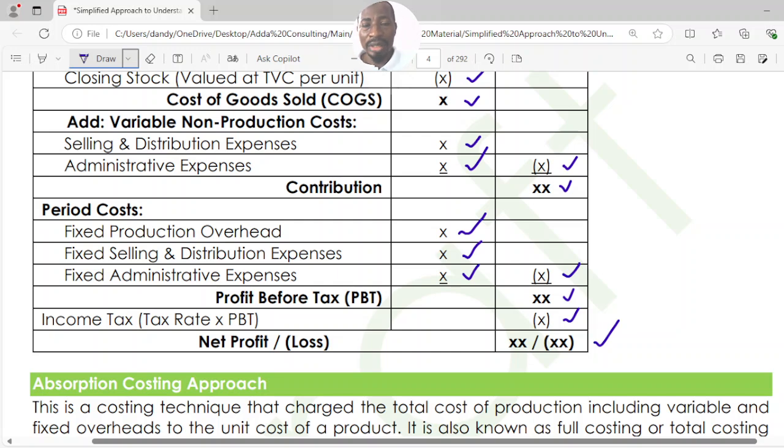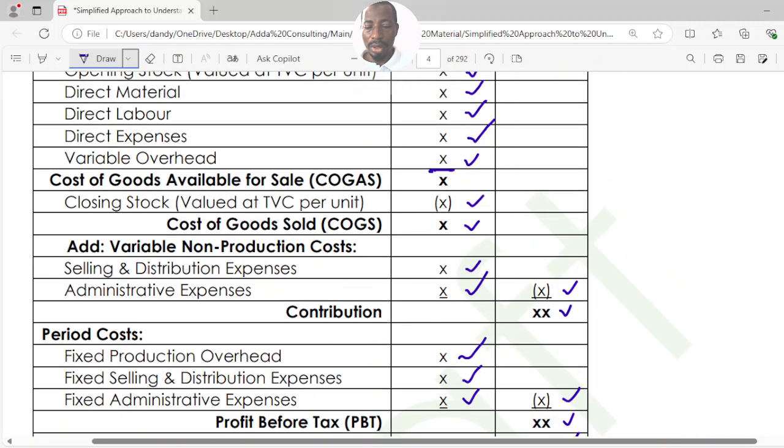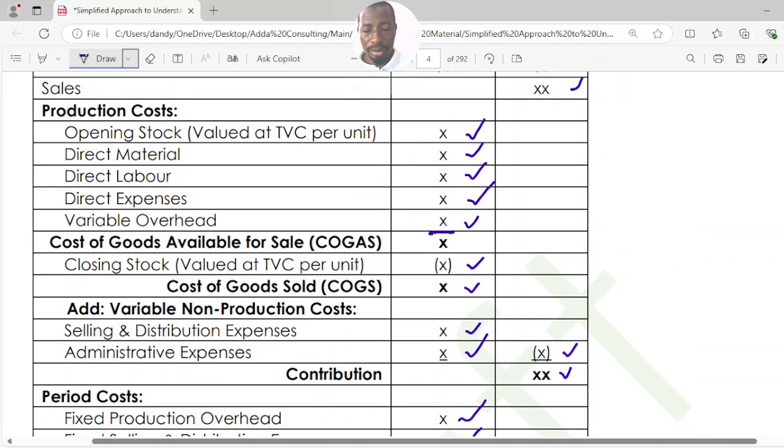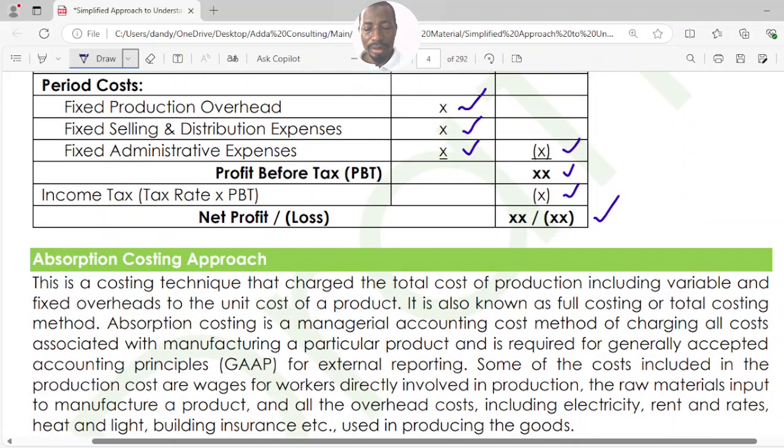That's how to prepare the income statement using the marginal costing approach. So take your time to master the format. Now let's go to the absorption costing method. We have discussed so far the underlying concept of marginal costing approach, except the advantages and disadvantages, which I asked you to read from the material. So let's talk about the absorption costing approach.